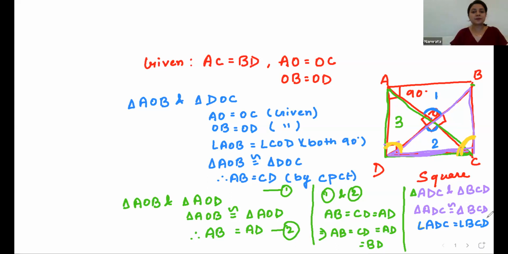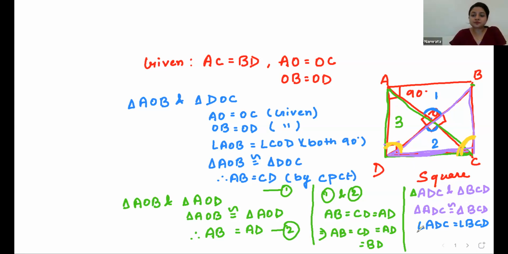Yes, ma'am. Do you know congruency very well? Yes, ma'am. So easily you will be able to prove that these two triangles are congruent to each other. And if these two triangles are congruent, then their corresponding angles and corresponding sides will all be equal. Hence, this yellow angle will be equal to that yellow angle.